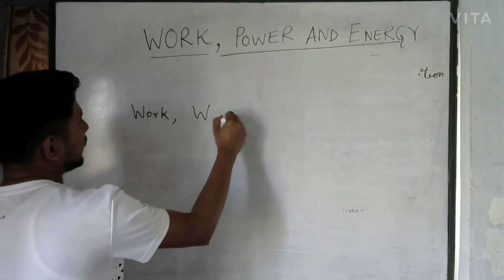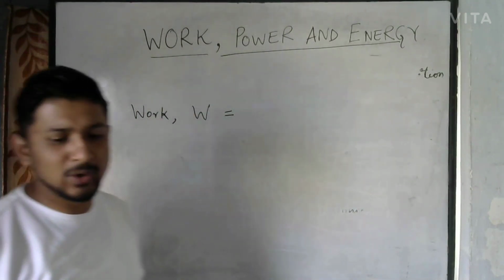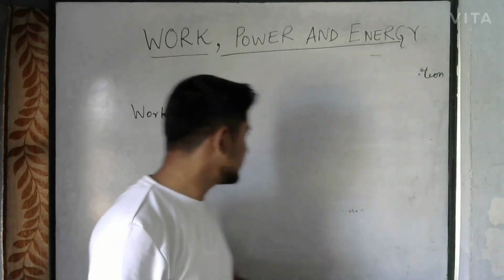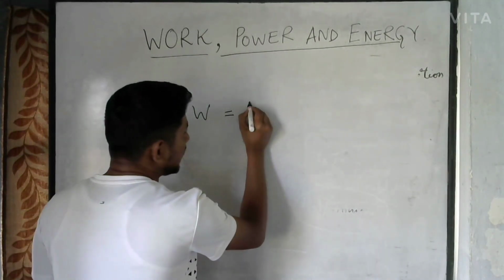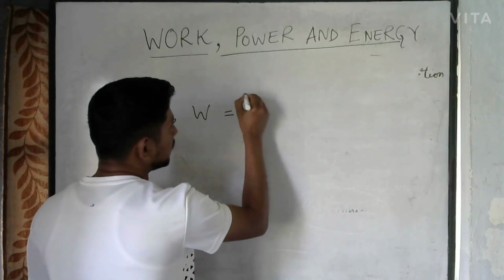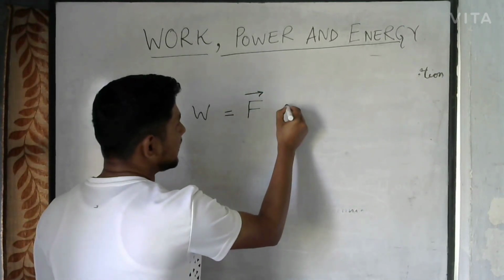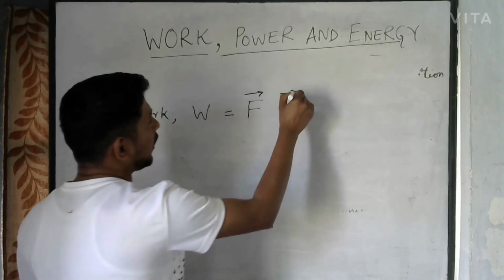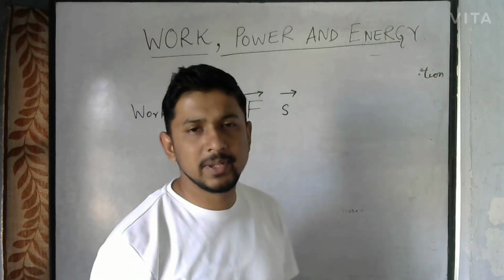Obviously this work is going to be a scalar quantity, right? Because work doesn't need direction. It's a very simple thing. It is going to be the magnitude of force, right? And displacement. Now will it be a cross product or will it be a dot product?